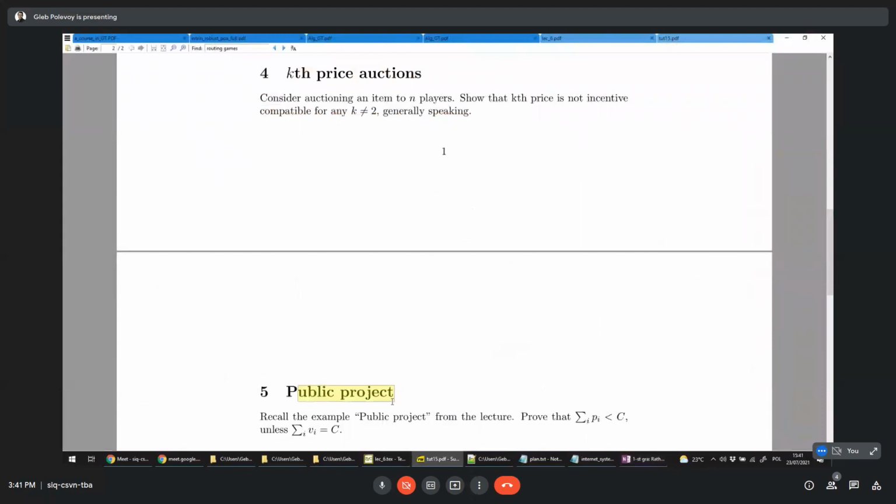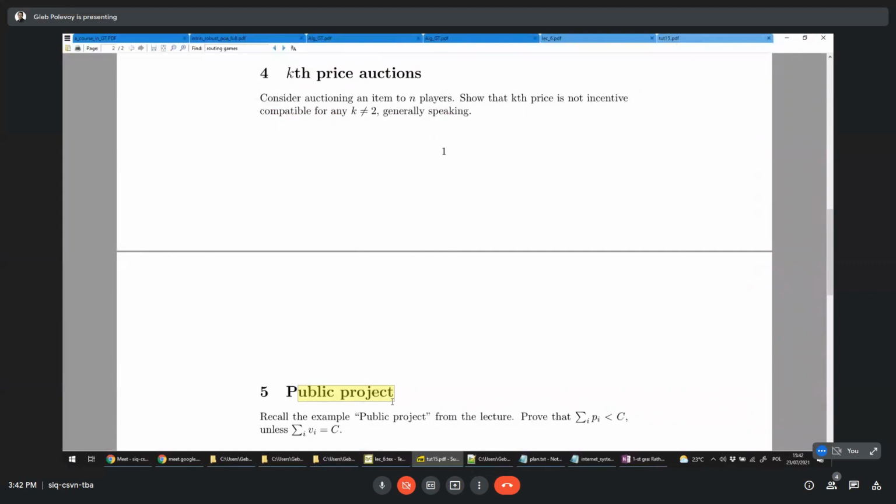Now let's talk about something we did in class. Don't worry, I'm going to do it again, since you didn't have time, or maybe you had time to read that. But we need to do it again anyway. It's one of the several examples of application of VCG, called a public project. So we need to recall that example.